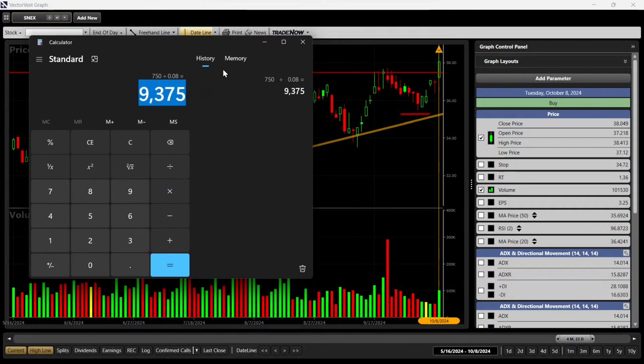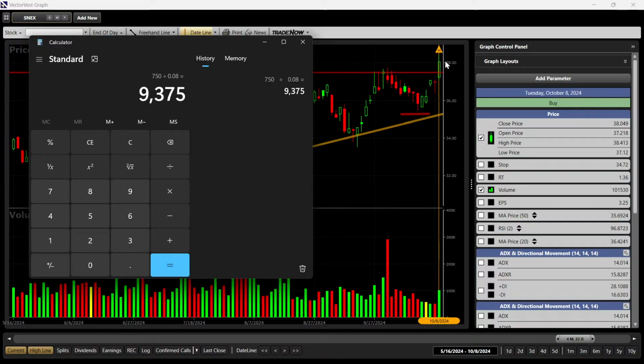If I took this trade, I know going in, I don't want to lose more than 750 bucks. I know my max percent loss, because I figured that out, is 8%, 9,375 bucks. If I put 9,375 bucks in and I lose 8%, it'll still only be 750 bucks. Every position is sized this way.